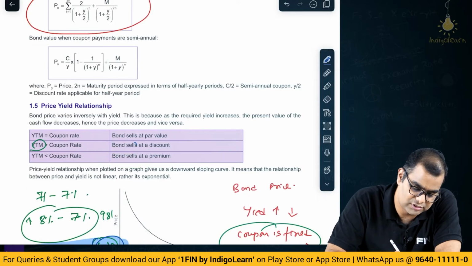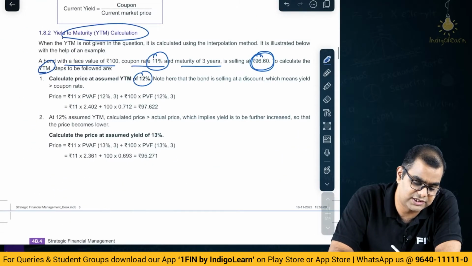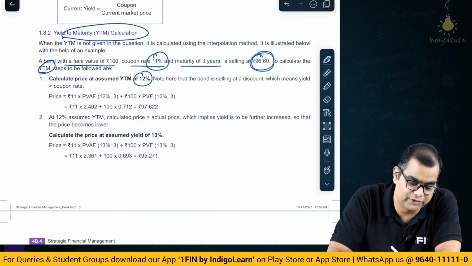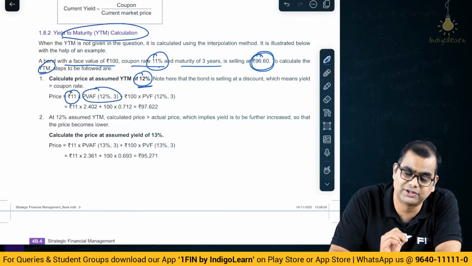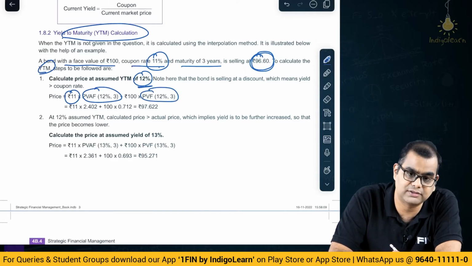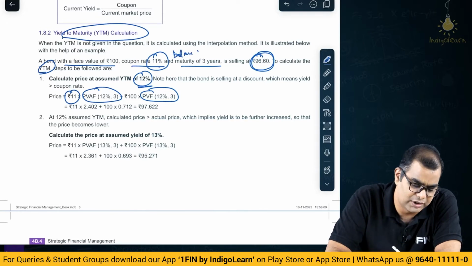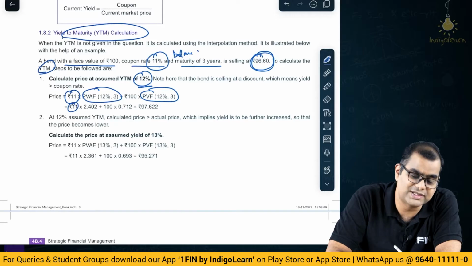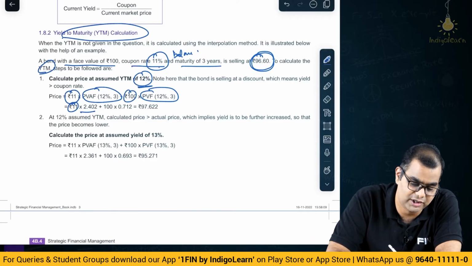If it is selling at a discount, when will a bond sell at a discount? A bond will sell at a discount when yield is greater than coupon rate. So, you take the first assumption of yield as 12%, which is higher than the coupon rate. When you take yield at 12, compute the present value of the coupon payments and the present value of the bond, assuming this is balance maturity. We don't know when the bond was issued and all that. So, 11 rupees into the present value annuity factor at 12% for 3 years, and 100 rupees into the present value factor for 12% for the 3rd year, you get 97 rupees.